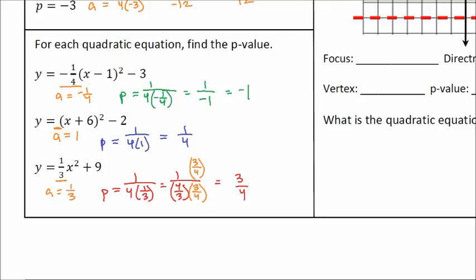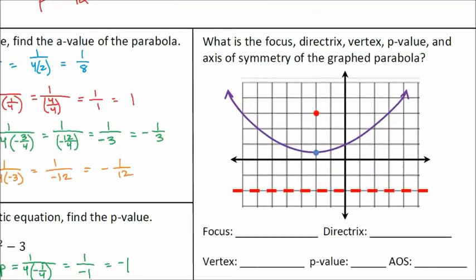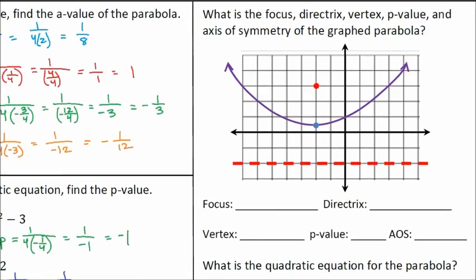All right, last one. Let's take a look here. What is the focus, directrix, vertex, p-value, and axis of symmetry of the graphed parabola? All right, let's go through these. Well, we know the vertex is the lowest or highest point on a parabola. That means this must be the vertex. Let's go ahead and label that. Now, the vertex is at -2. I don't know if this is exactly 1/2 of the way. Let's figure that out in a moment.